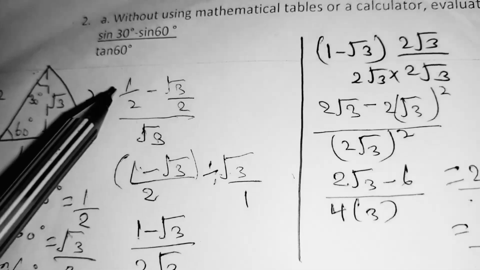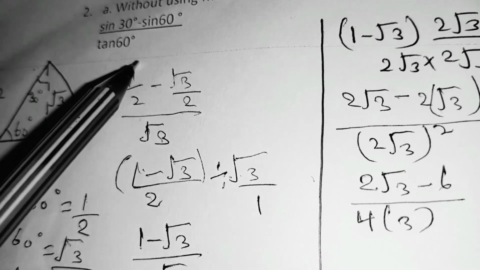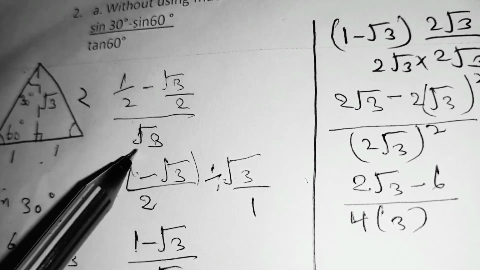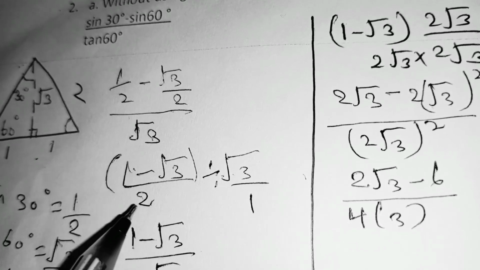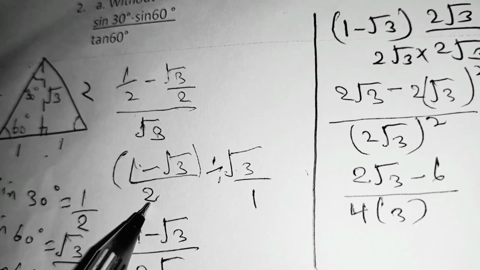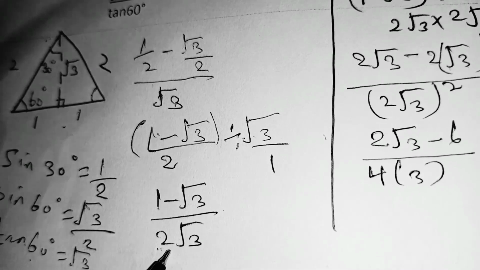And then you come here and substitute. Instead of sine theta, you write here half. Instead of sine of the other angle, root 3 over 2. And instead of tan, you write it as root 3. Then the numerator can be written with the same LCM as 1 minus root 3 over 2 divided by root 3. So, which is this value here.